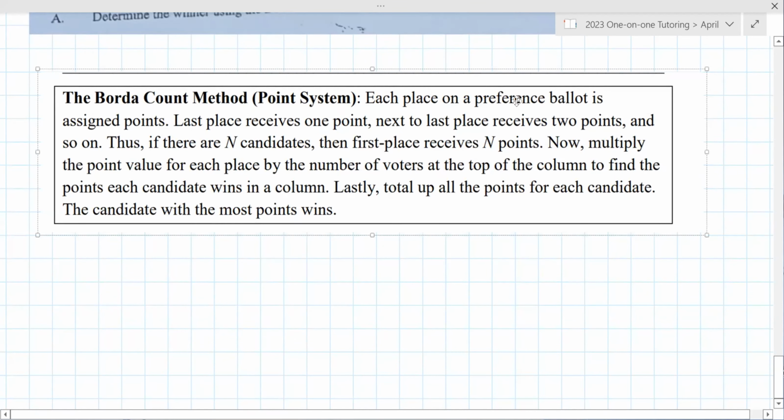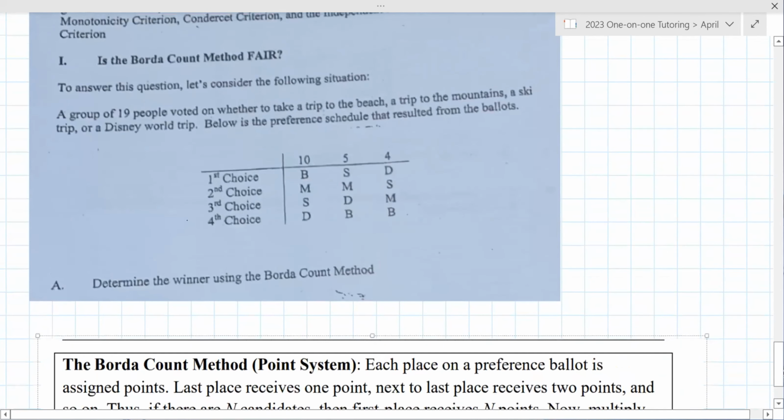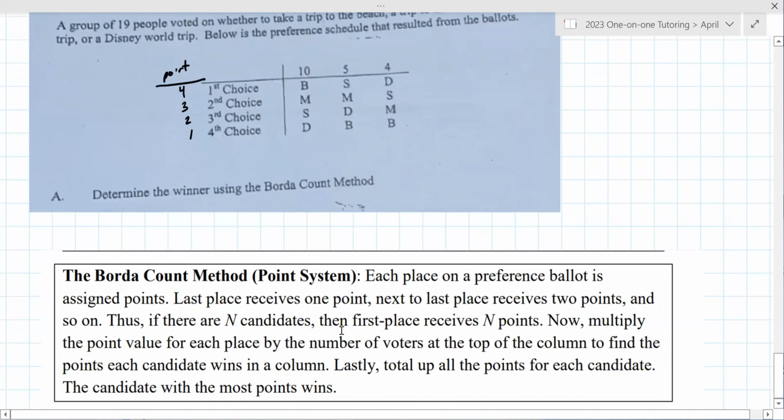Each place on a preference ballot is assigned points. Last place receives 1 point. Next to last place receives 2 points, and so on. So last place, the fourth choice, gets 1 point. Third place gets 2 points. Second place gets 3 points. First place gets 4 points. Thus, if there are n candidates, then first place receives n points. In this case, there are 4 candidates.